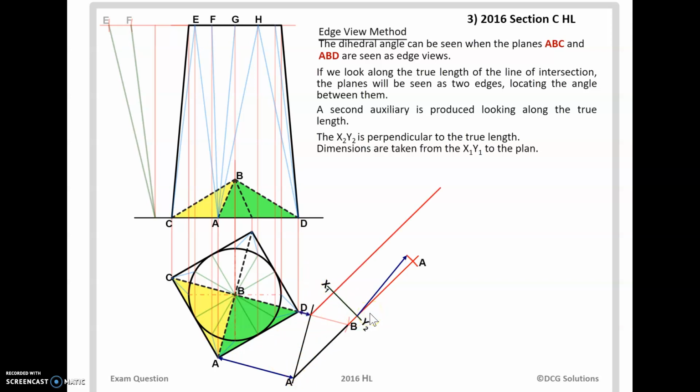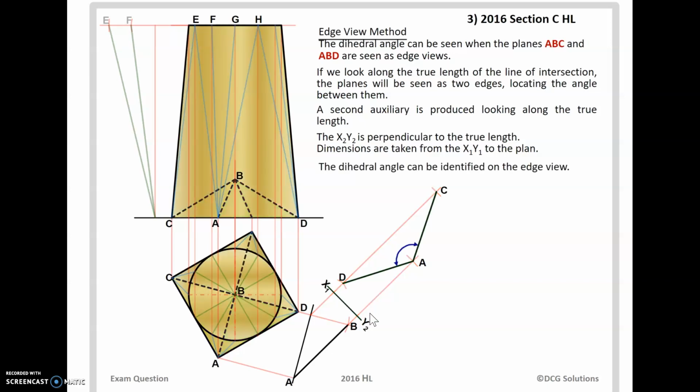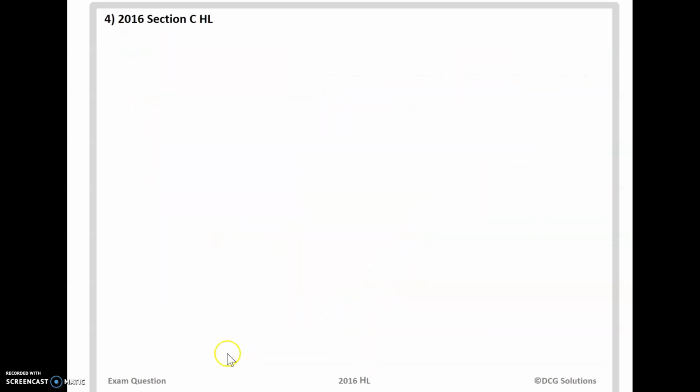Getting our distances. Then that's our dihedral angle. And that's the question done. Okay. Any questions, please let me know.